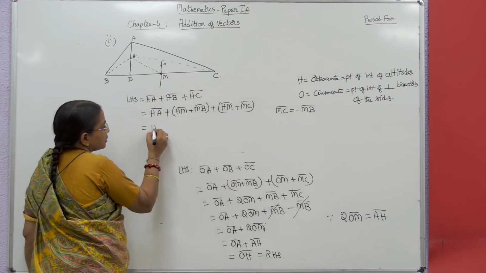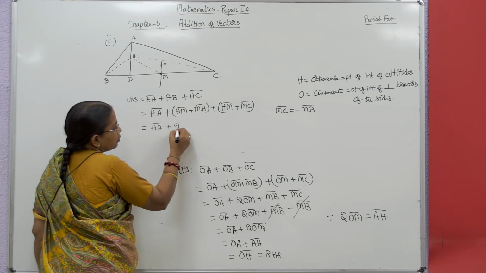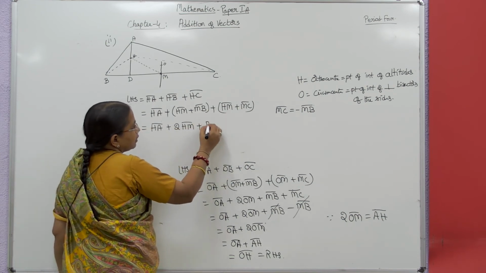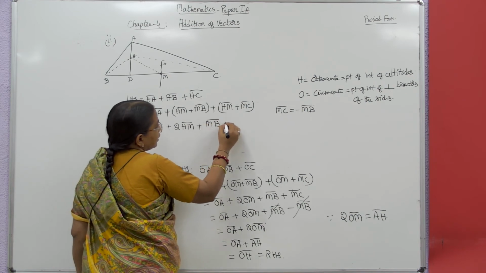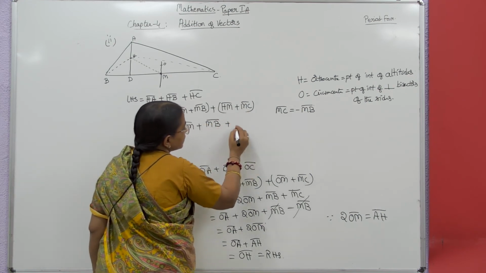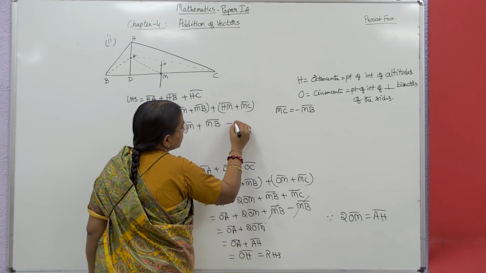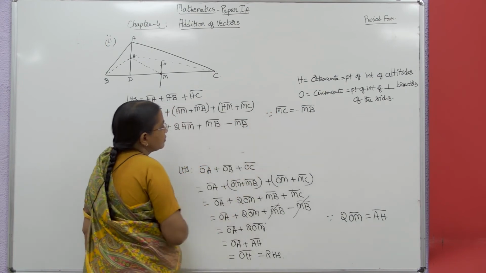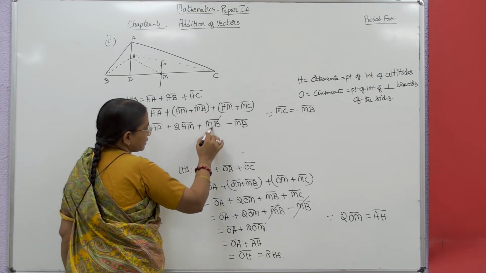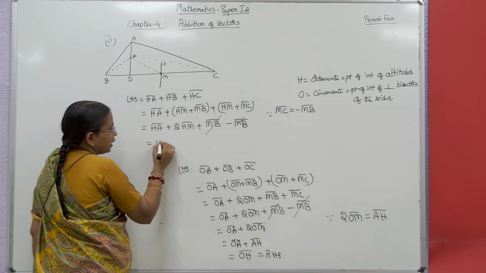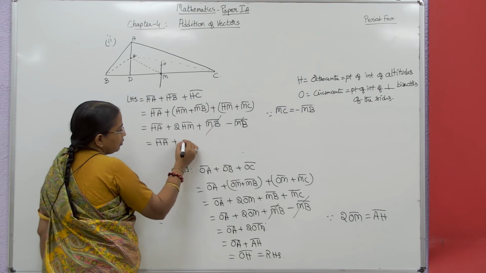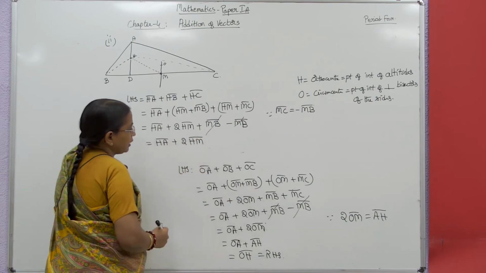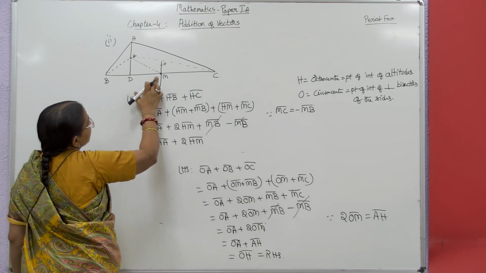Now this is HA plus 2 times HM plus MB, and then MC we will write as minus MB, because of this. So now the MB will get cancelled and you will have HA plus 2 times HM. But we have OM like that. So HM, what is HM again?